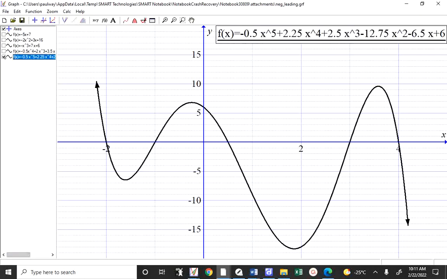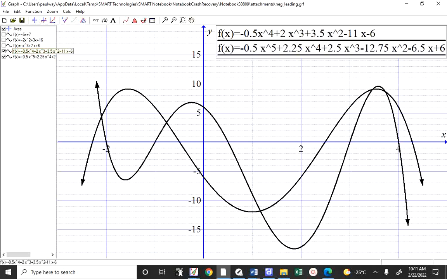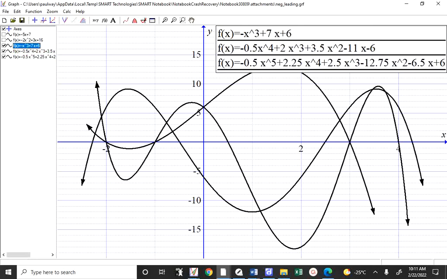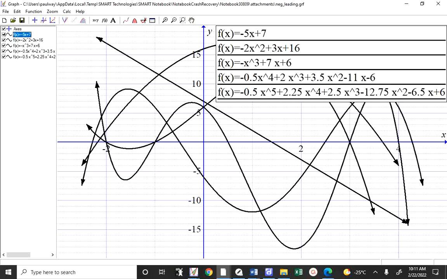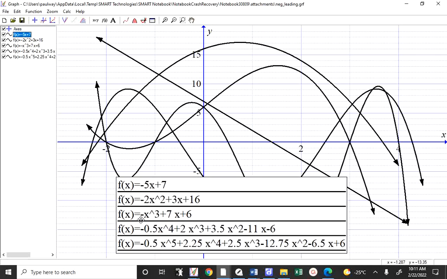These are all negative leading coefficients. Negative 0.5 x to the 5. Negative 0.5 x to the 4. Negative x cubed. Negative 2x squared. Negative 5x plus 7. When you take a look at all of the right arms, the arm on your right, they are all pointing down.